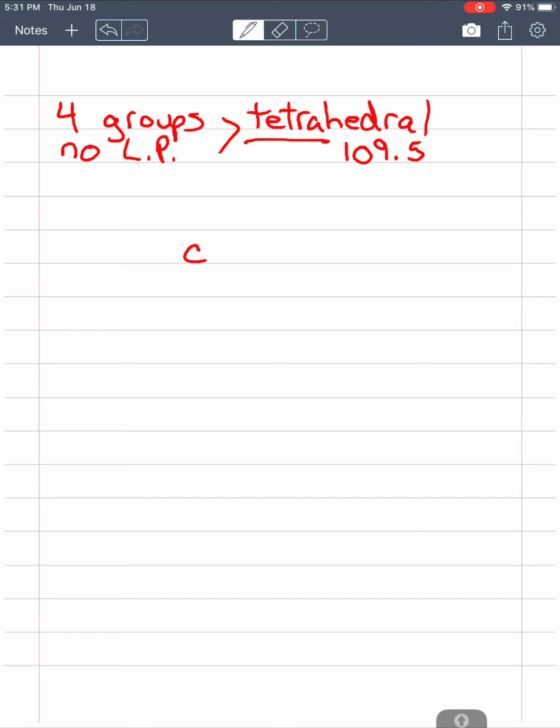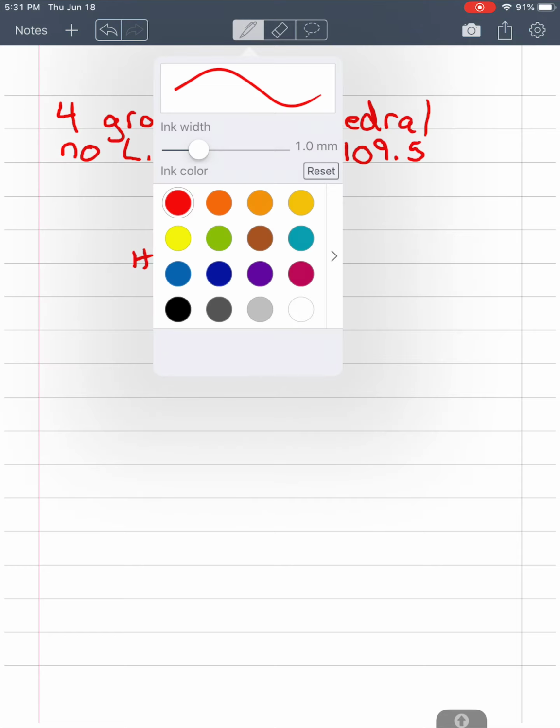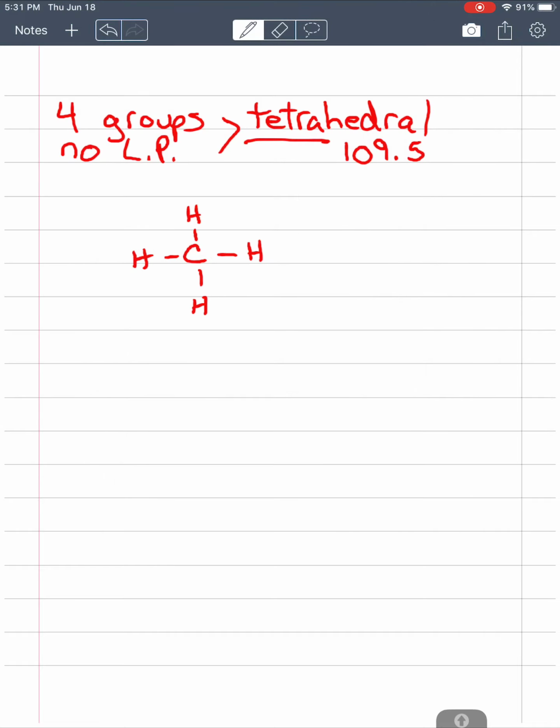All right, so let's take a look at an example. Here's an easy example. Let's count up how many groups we have. 1, 2, 3, 4.